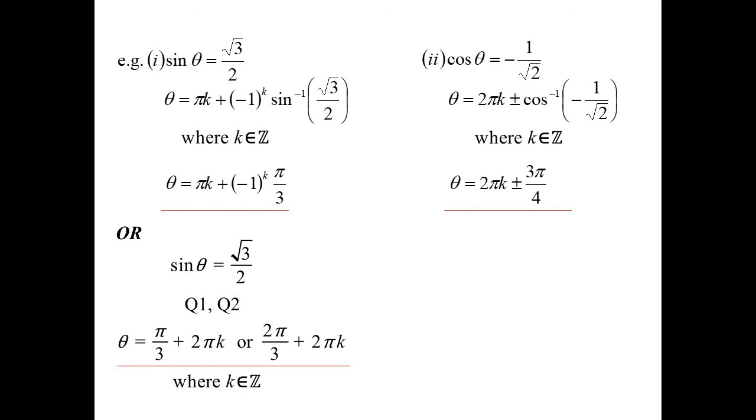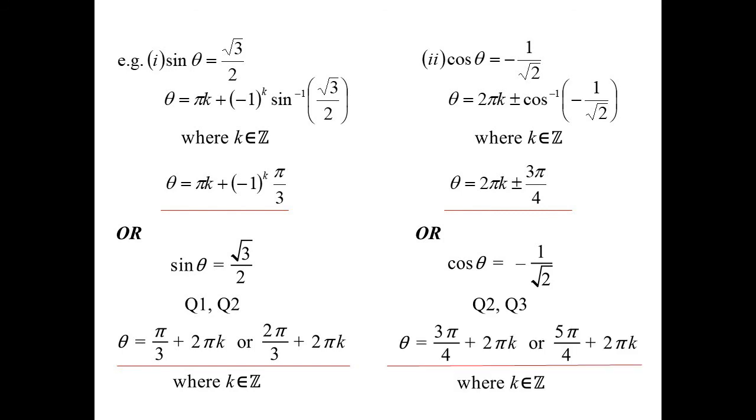What are they expecting? They're probably just, again, expecting that it'll be in quadrant 2 or quadrant 3. That gives me 2 possibilities, 3 pi on 4 or 5 pi on 4. And again, we could add 2 pi k onto each of those.